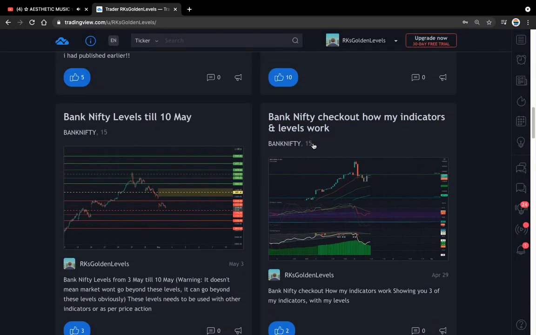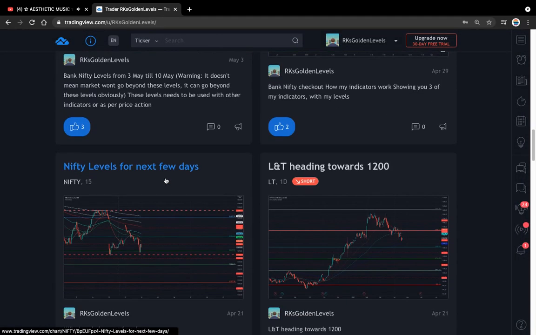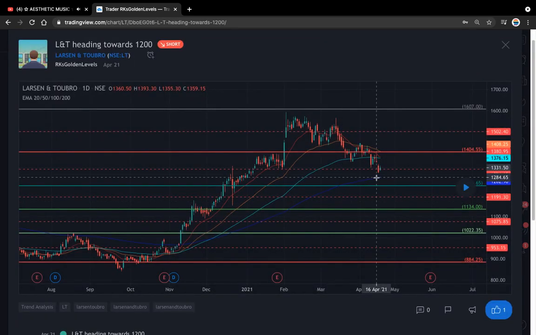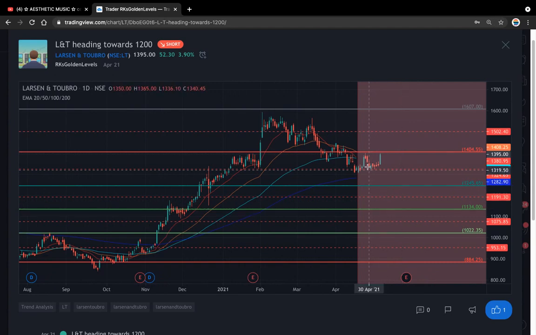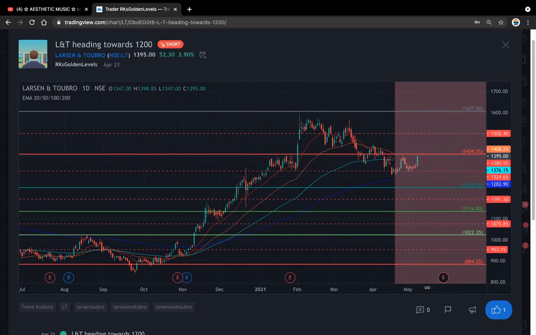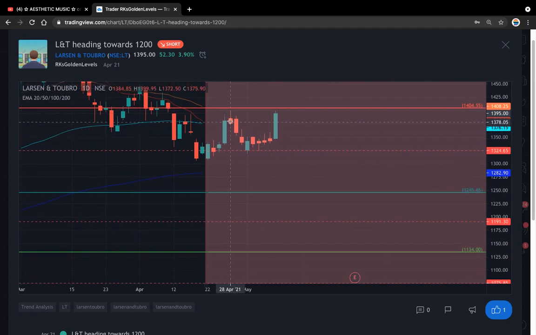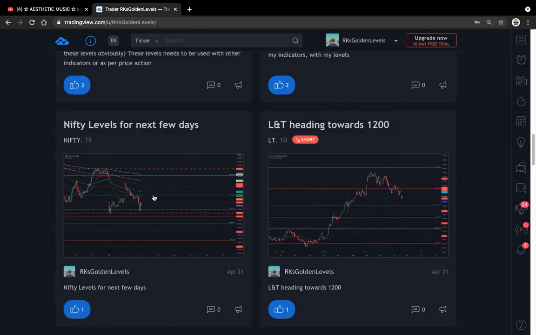Okay, let's check LNT. This is a 1 day time frame, and if we load new bars, you can see it exactly taking resistance at this level and at this level, and working perfectly as per our levels.